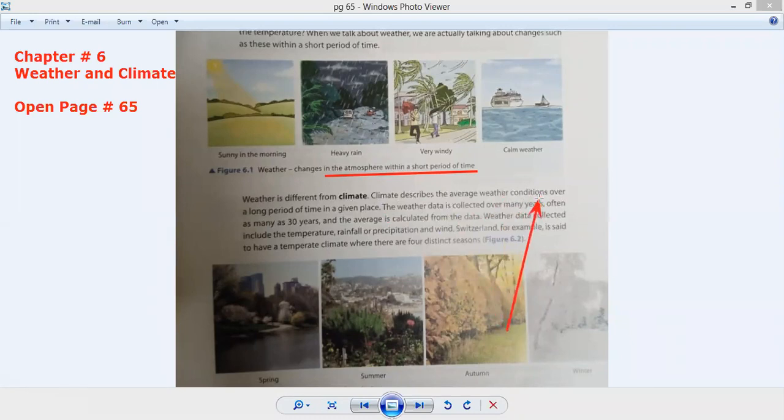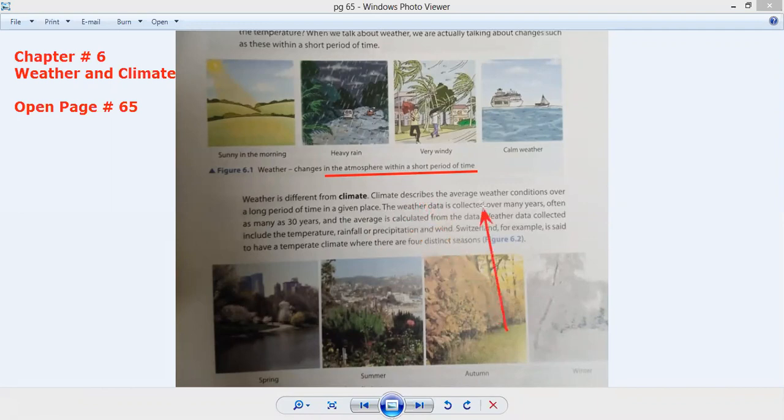For example, in Saudi Arabia, out of 365 days in a year, say 300 days are sunny days, and 65 days are rainy in the whole year. So the climate of Saudi Arabia will be considered a hot weather region. Why? Because most of the days are hot days. So climate describes the average weather conditions over a long period of time in a given place. Weather is a short period of time, climate is a long period of time at the same place.